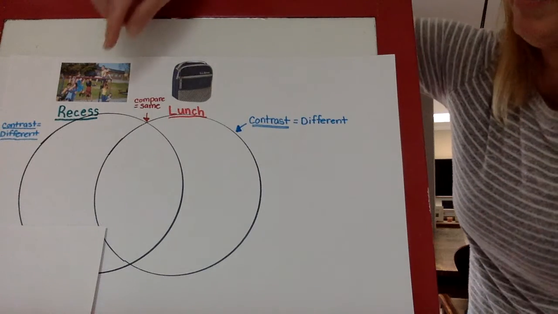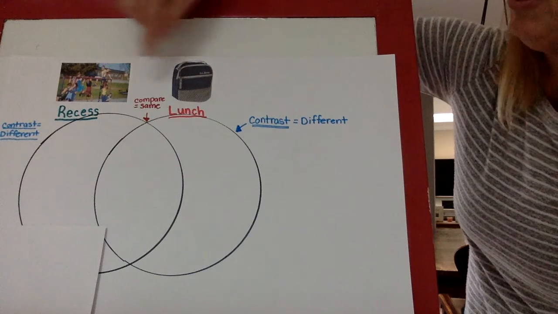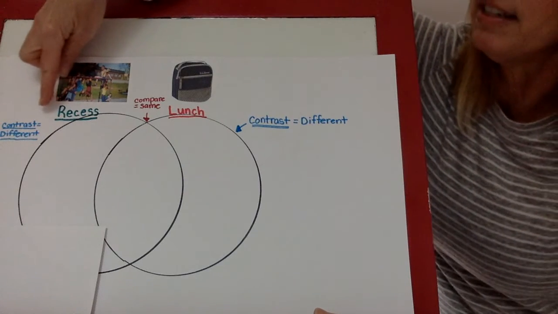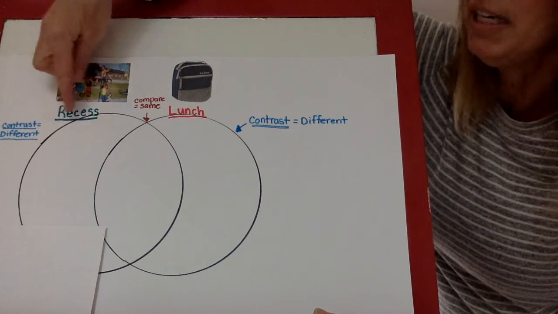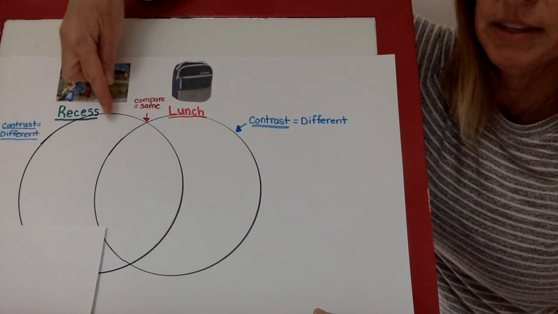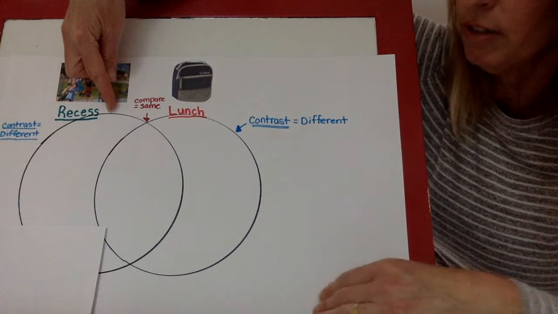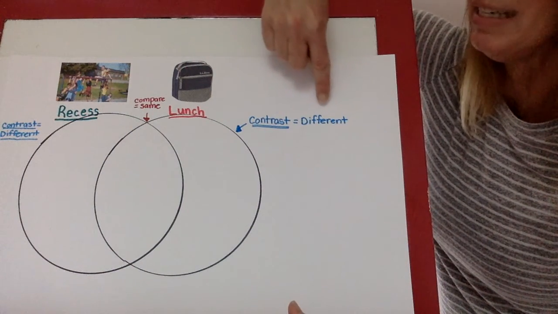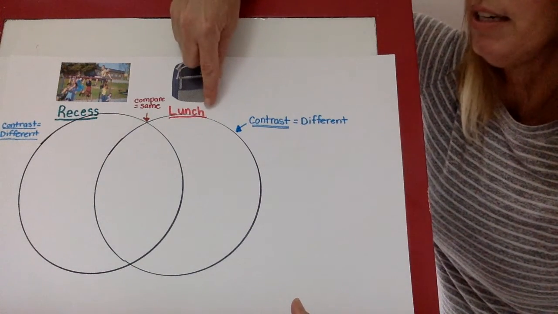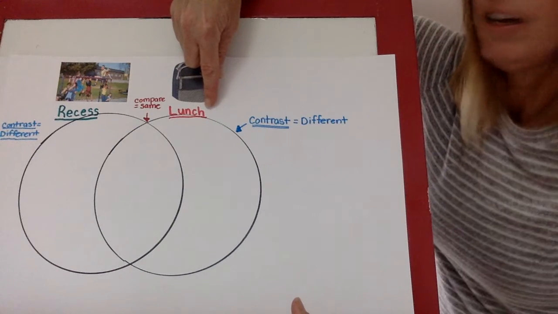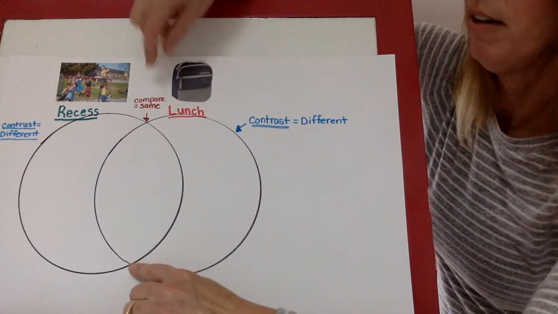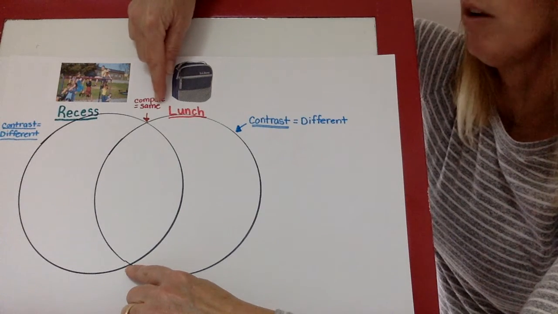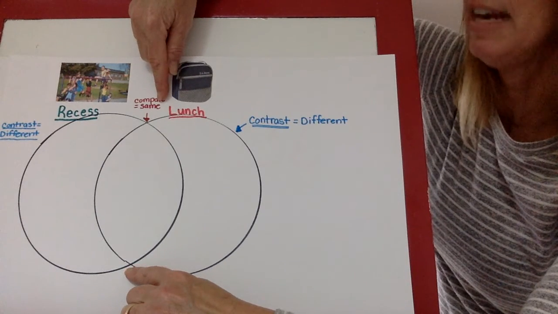And this is comparing recess to lunchtime. You'll notice on either side it says contrast, meaning different, is going to go in this circle. And then you'll notice on the other side it says contrast, which means different, which will be the lunch side. Now you might be wondering about the middle here. The middle is where we compare, and they are the same. How are they similar or the same?